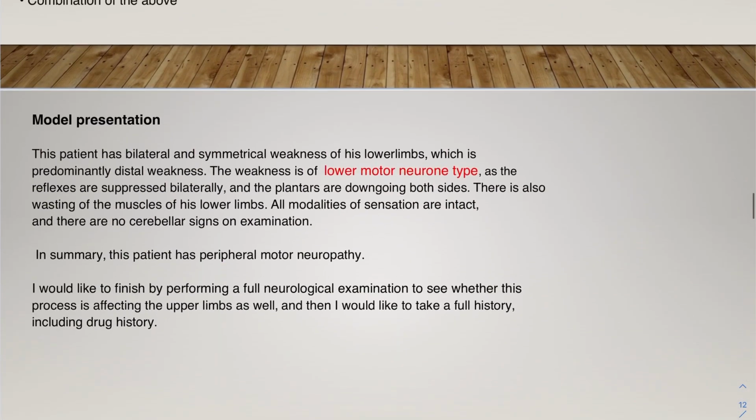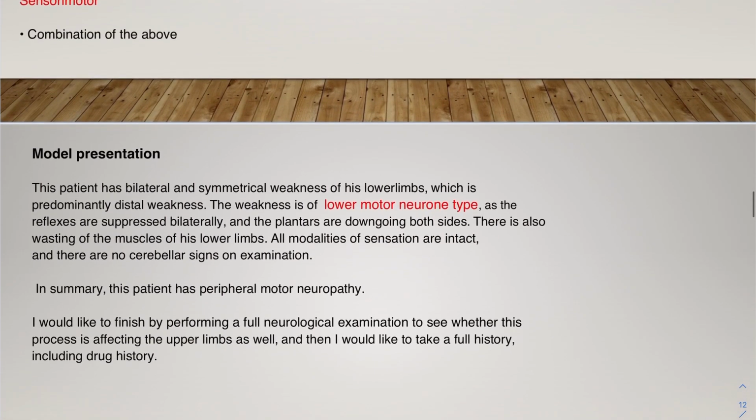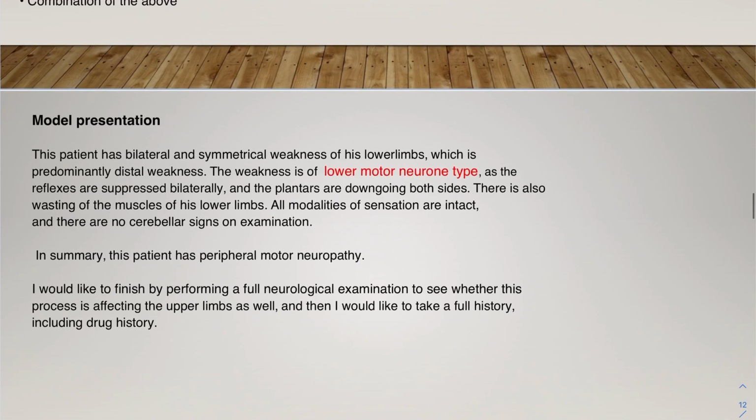So how will you present the case? You have done the examination, you have got some clue. So how will you present? Presentation is very important. You must practice your presentation, and you should be very fluent and confident. So, this patient has bilateral and symmetrical weakness of his lower limbs, which is predominantly distal weakness. You must mention whether it's distal or proximal. We know there are different causes for distal weakness and proximal weakness.